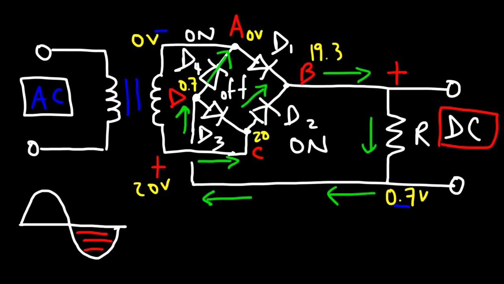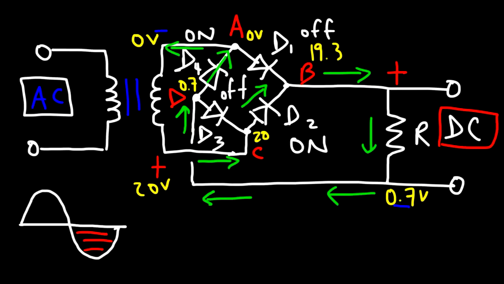Now once it reaches point A, it's not going to go to point B because you're going from a low potential to a high potential. And so that's not going to work. So D1 is off as well. So only D2 and D4 are active during the negative half cycle. Now once the current reaches point A, it's going to return back to the transformer.